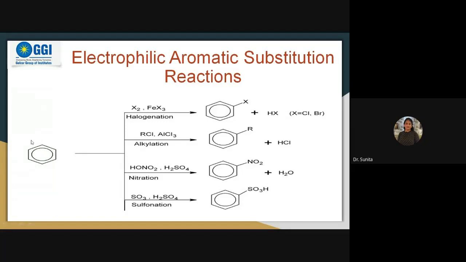If our reactant is benzene and it is treated with halogens in the presence of a catalyst, halogenation takes place. What is happening over here? This H gets replaced by this halogen atom, so it is again a kind of substitution reaction. This X can be chlorine, bromine, etc.